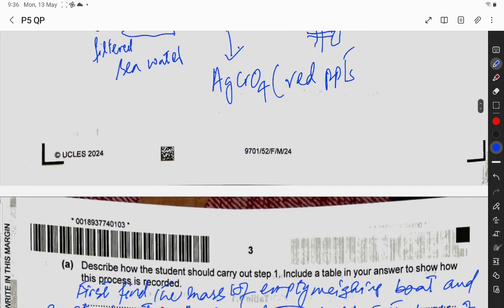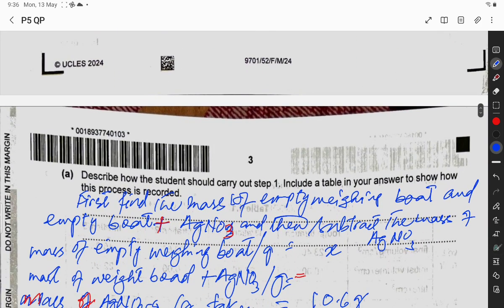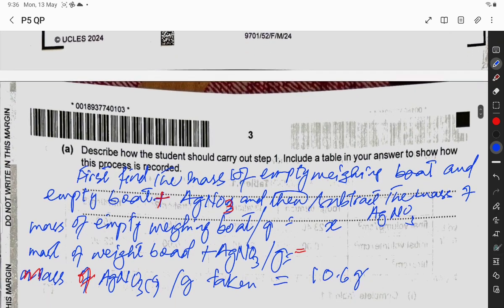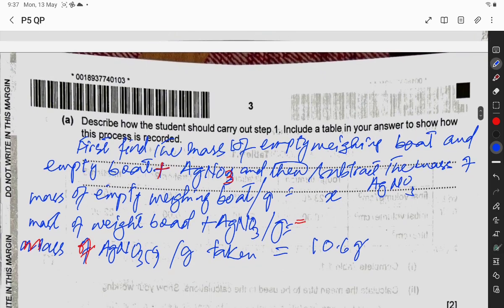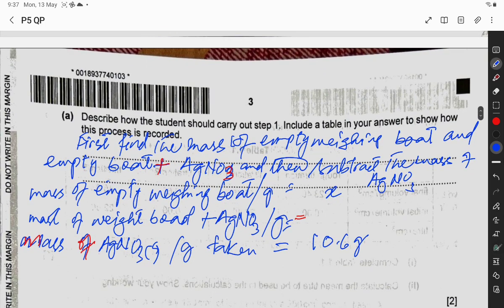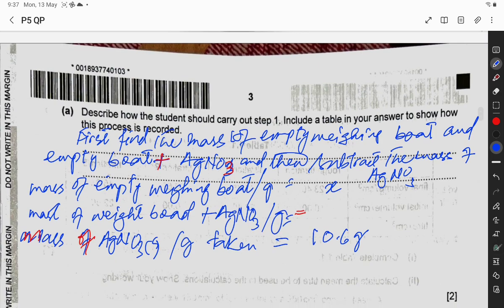Now describe how the student should carry out step 1. Include a table in your answer to show how this process is recorded. First, find the mass of the empty weighing boat and the empty boat plus silver nitrate, and then subtract the mass of the empty boat from it to get the mass of silver nitrate.